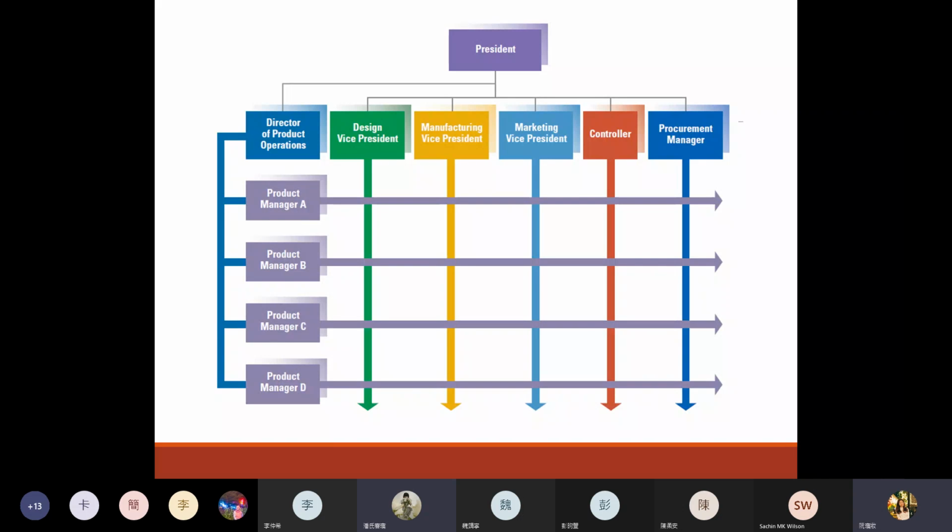Oh, because when you see, for example, the design vice president has to be in charge of 4 products. That person has to control 4 product managers, so that person has to make sure that everyone is on the same page.